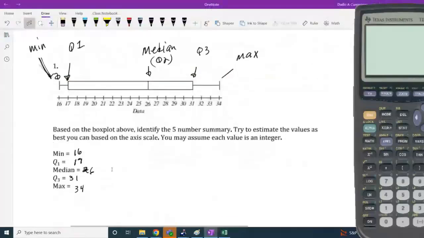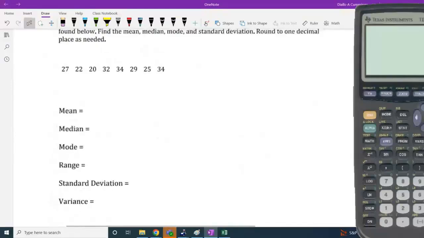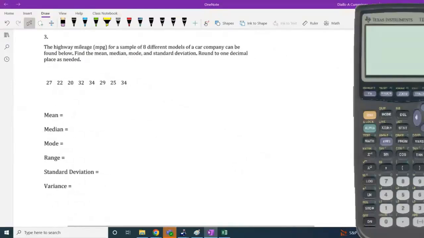All right, I'm going to go to the handout, and I'm going to skip over problem 2 momentarily, and let's take a look at problem number 3. Okay, so I'm given a data set. It's just a list of numbers, and we're asked to find the mean, the median, the mode, the range, standard deviation, and the variance. Okay. And we'll take a look at finding these things a couple ways. I'm going to call this method 1. And we're going to use the one variable statistics.